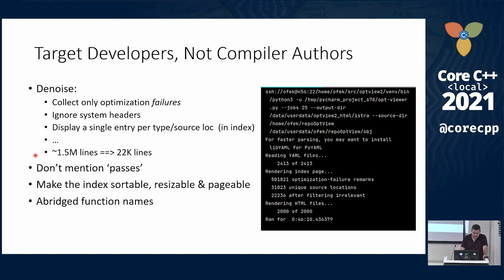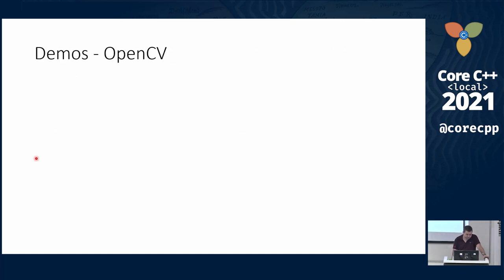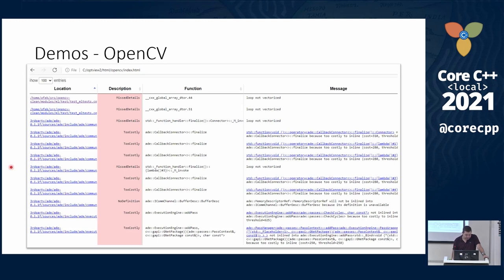There's other stuff going around. What I will be demonstrating next are outputs of this version of OptView 2, but the essentials are the same as the official OptViewer, which is part of the LLVM shipped. I will demonstrate on examples mostly randomly chosen from OpenCV, which is a very popular image processing library. This is what an index page looks like. I know it's hard to read. I won't be going into any details here. Everything is clickable. If you click on stuff, you can go to the actual context.